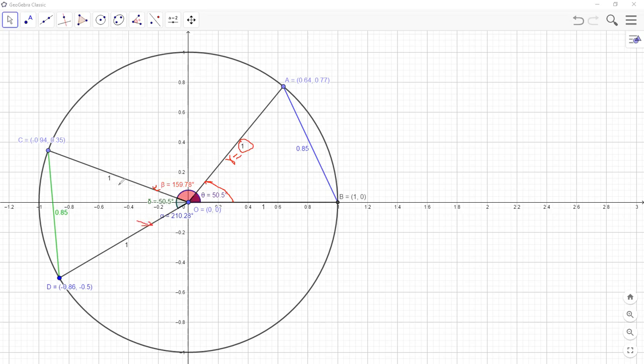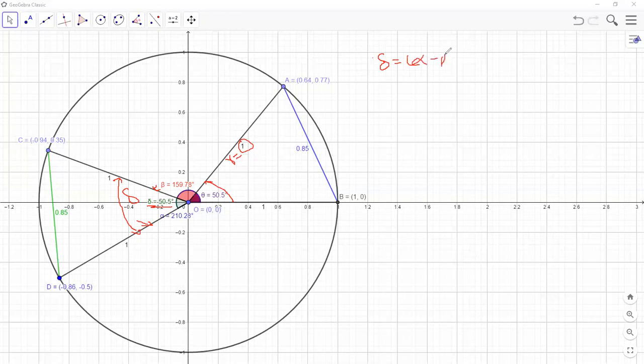Okay, now what I'm doing here, I'm finding the difference between alpha and beta, and that difference I have named delta. Here is delta. You can see it is 50.5 and theta is also 50.5. In other words, delta, which is basically the difference between alpha and beta, is theta. That is a very important note.